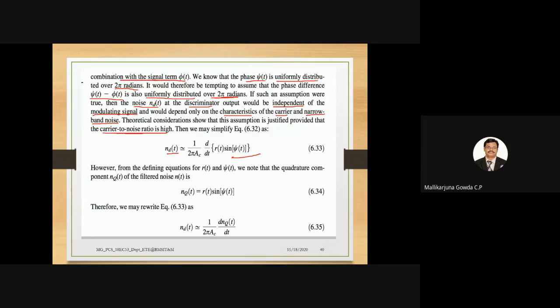Now r(t) into sine of psi(t) is nothing but the quadrature component of the noise. So nq(t) is equal to r(t) into sine psi(t), and I can replace this by nq(t). I can say nd(t) is approximately equal to 1 by 2 pi AC, d by dt of nq(t), the quadrature component of the noise. So the output of the discriminator will have a message component as well as a noise component, and that noise component will be a derivative of the quadrature noise component.